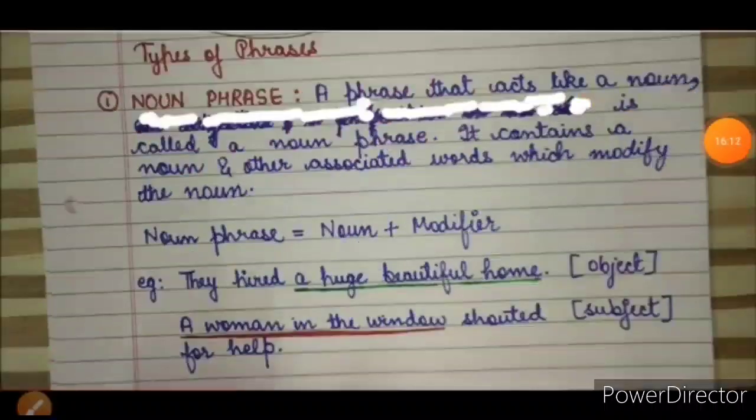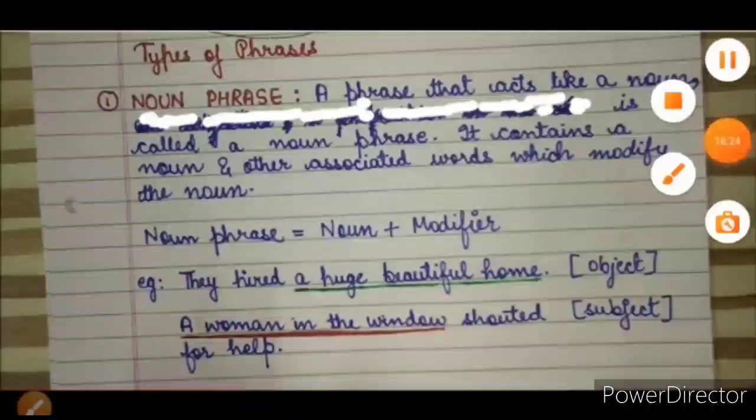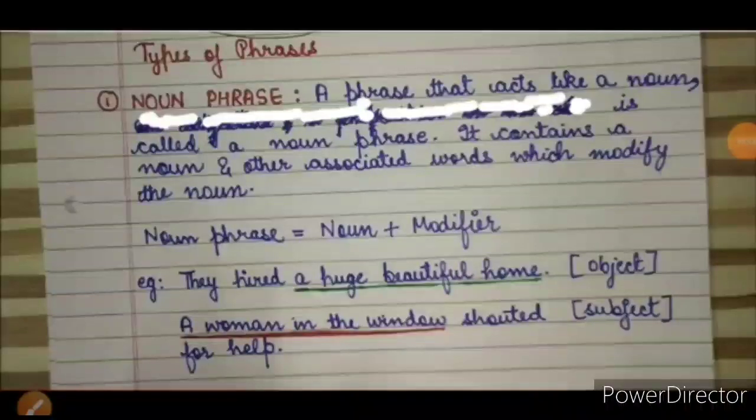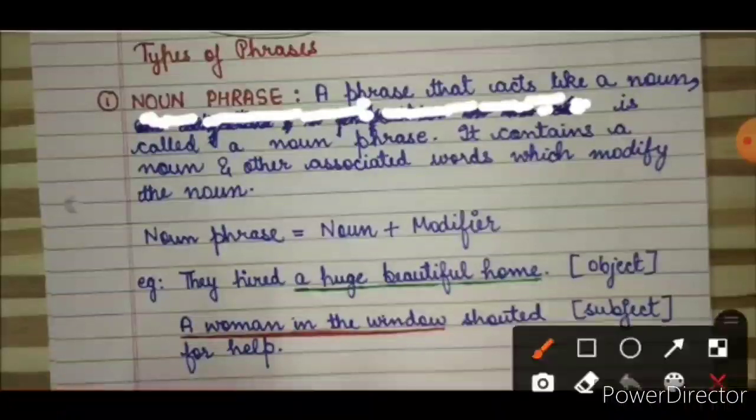Okay, now moving further, first of all, we should know what the different types of phrases are. This topic is also related because in the next coming chapters, you are also going to have different types of phrases. So over here, first of all, we are going to do the noun phrase. Now what is a noun phrase? A noun phrase acts like a noun. The phrase that acts like a noun is known as a noun phrase. It contains a noun and other associated words which modify it. So there are modifiers and there are nouns, so it becomes a noun phrase.